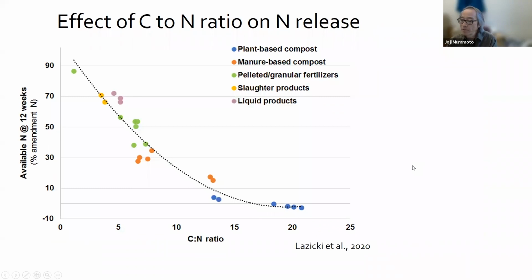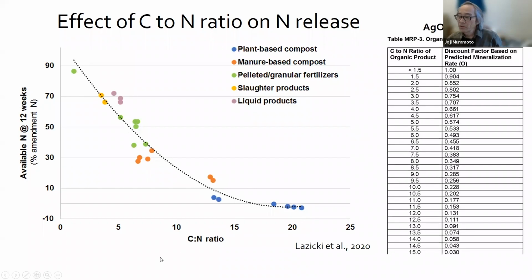And then the good news is that the mineralization rate has a very strong correlation with the carbon to nitrogen ratio. This is Patricia and Daniel's data. Strong correlation to C:N ratio. So the higher the C:N ratio, the lower the nitrogen mineralization. These are different kinds of fertilizer, but a very strong correlation exists. And this correlation was used based on this data.